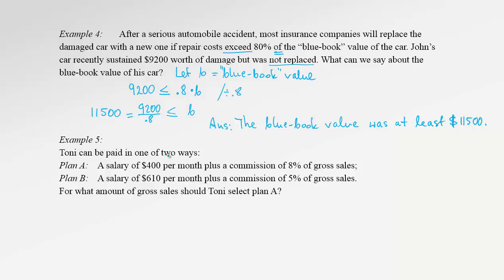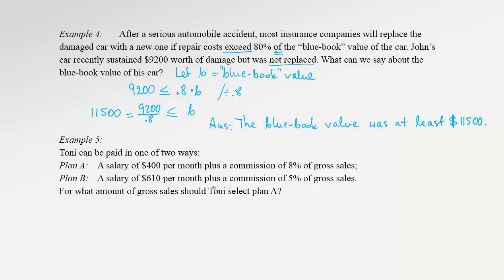Tony can be paid in one of two ways, according to plan A or according to plan B. Plan A says he can get a salary of $400 per month plus commission of 8% of the gross sales. According to plan B, he can get $610 per month plus a commission of just 5% of gross sales. For what amount of gross sales should Tony select plan A?